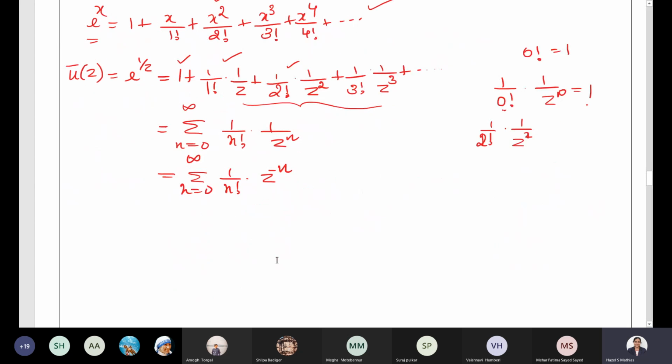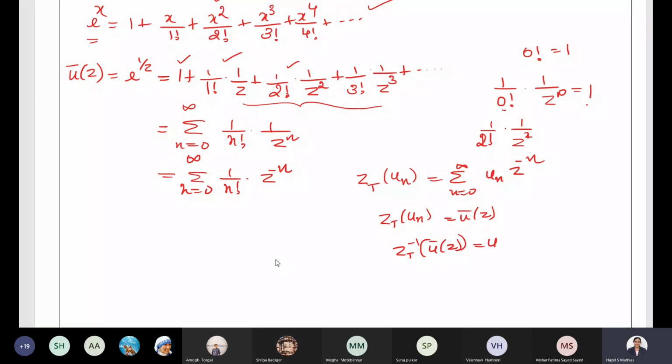Compare this with a formula. Definition of Z transform: Z transform of un is summation n equal to 0 to infinity un z power minus n. So Z transform of un is some u bar of z, then inverse Z transform of u bar of z is un. So this is our un now. That's why inverse Z transform of u bar of z is un, where un is 1 by n factorial. Is it okay, everyone? Yes, ma'am. Okay.